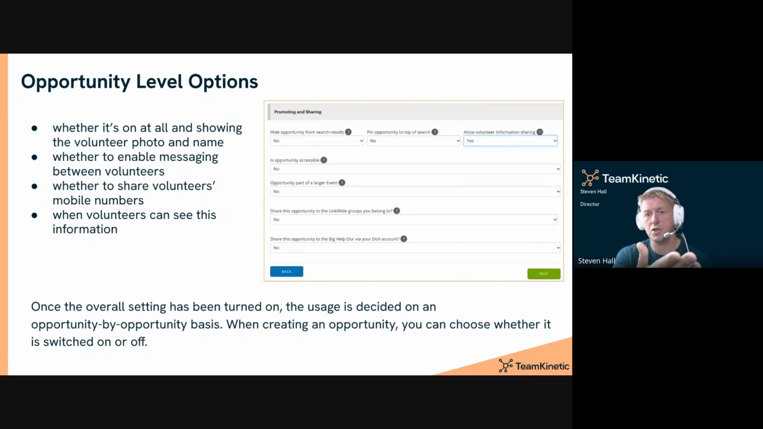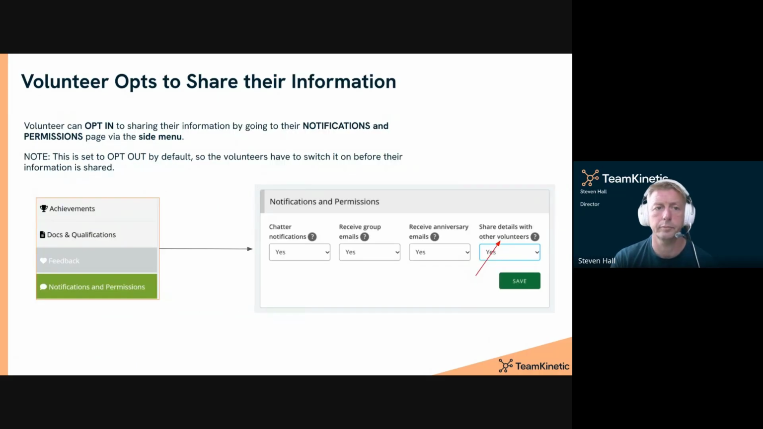You might have it switched on at a system level, but if all of your opportunities are switched off, if they all say no, as in the screenshot on the right hand side, then no one's going to be able to do it. So you need to switch it on as well for those specific opportunities.